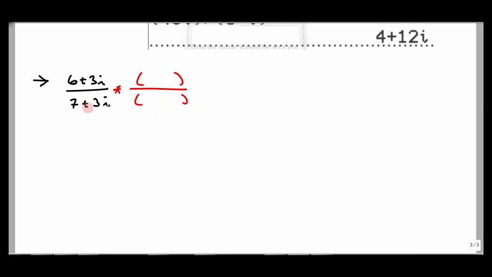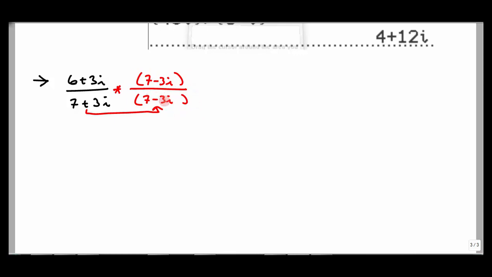The conjugate of 7 plus 3i is 7 minus 3i. So again, for the conjugate, you just change the sign in between. Now, the numerator is the same as the denominator over here, because really, I've multiplied by 1. 7 minus 3i divided by 7 minus 3i is 1.